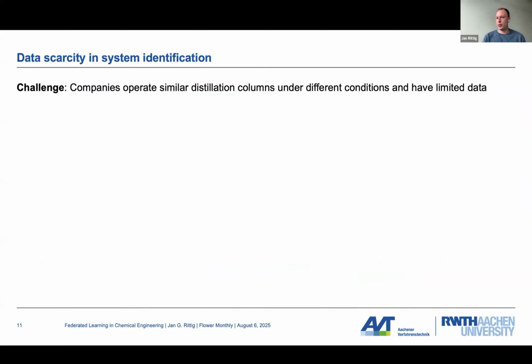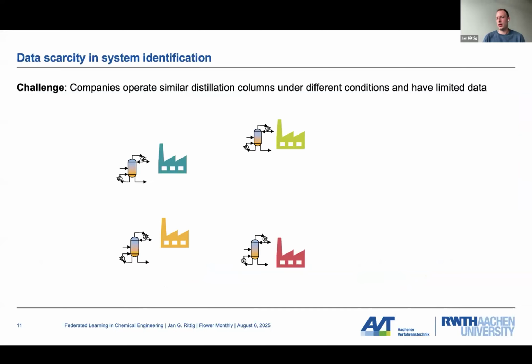And to simulate a federated learning scenario, we came up with this general challenge, which is that companies operate similar distillation columns, but under different conditions, and they typically also have limited data. So we have 4 different chemical companies. They all operate the distillation columns, but at a different vapor flow rate. And they have already collected some data from their processes based on the operation of these distillation columns.